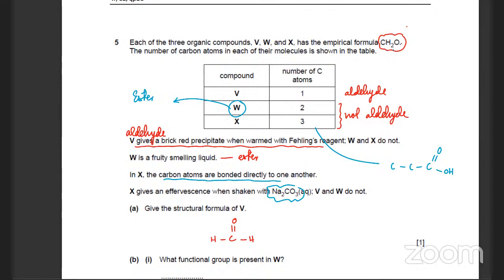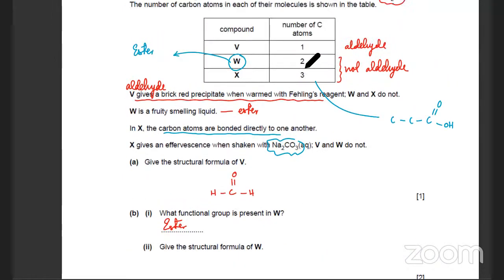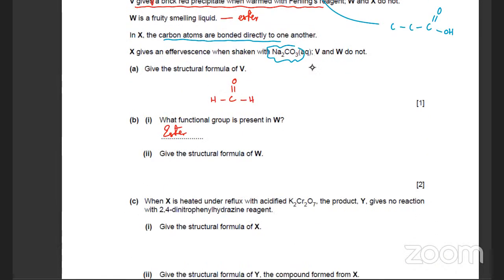So that's it. So what functional group is present in W? W is an ester. So if we figure that one out, give the structural formula of W. So you need to make a 2 carbon atom ester. That is what you've got to do. An ester has a double bond O, and O, it's a 2 carbon atom ester. So there's going to be another carbon over here. This will have 3 H's, and this will have 1 H only.